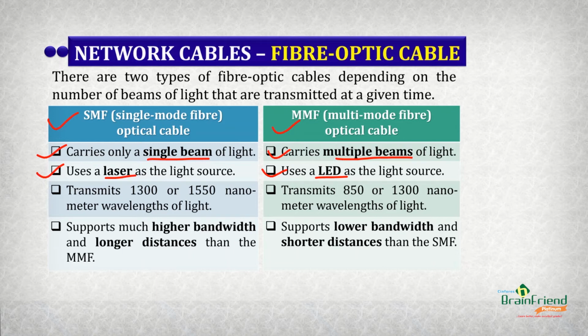Going on, the single mode fiber optic cable can transmit 1300 or 1550 nanometer wavelengths of light, whereas the multi-mode can transmit 850 or 1300 nanometer wavelengths of light. Finally, the single mode supports higher bandwidth and covers longer distances than the multi-mode, while the multi-mode supports lower bandwidth and covers shorter distances than the single mode.